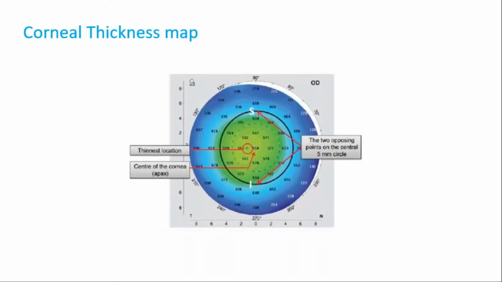The pachymetry map has 3 main landmarks. One is the corneal apex. The second is the thinnest location. The third thing to look at is the 2 opposing points in the superior and inferior meridian. The normal difference between the superior and inferior point should be less than 30 microns. If it is more than 30 microns, it is a suspect cornea.